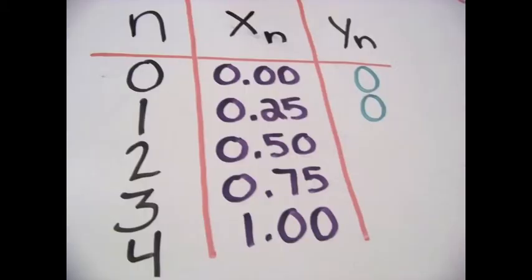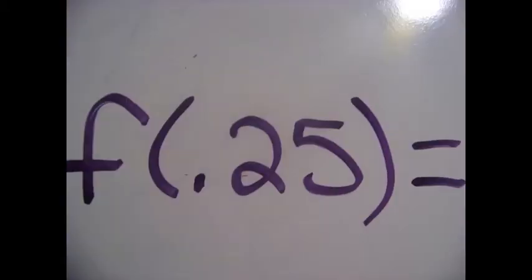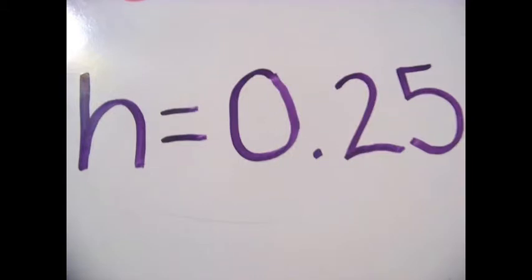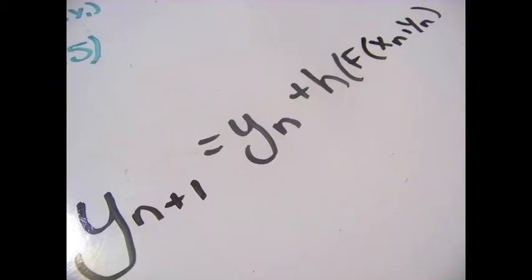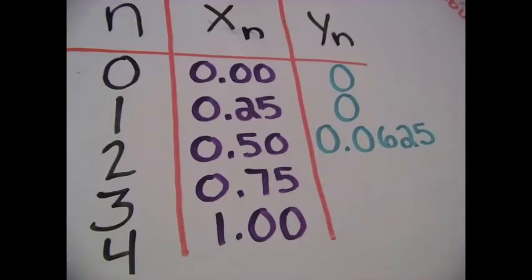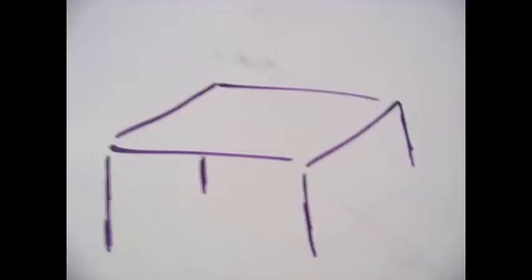Then the next step is to find y2, which is f of x1 plus h, or f of 0.5. Now we plug that point, (0.25, 0), that we just found, into our derivative to find the next slope. We plug that, our step size, and our previous point into the equation for the tangent line to find the next y value. We find that f of 0.5 is 0.0625, and we add that to our table.